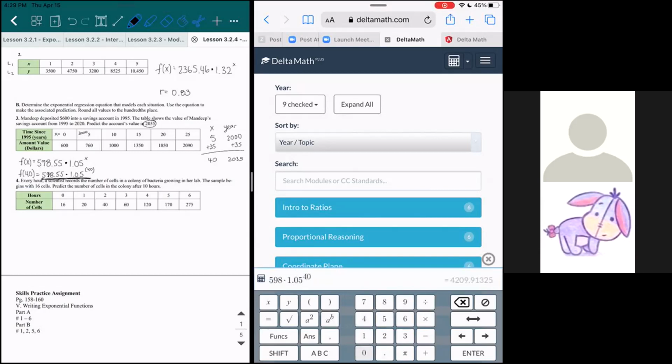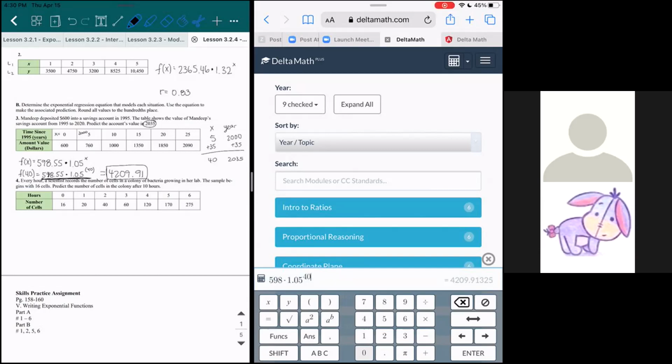And then we want to predict the account's value in 2035. It says round all values to the hundredths place, so we're going to use 2 decimal places as well. So 4209.91325. So the 3 is a small number, so it's going to keep the 1 as a 1. So it's 0.91. So this is your final answer, 4209.91. All right, if you have any questions, let me know. If not, keep watching the video and we're moving on to the next one.